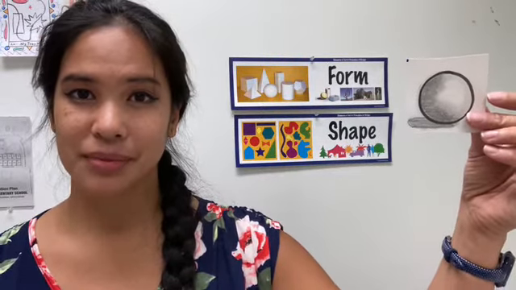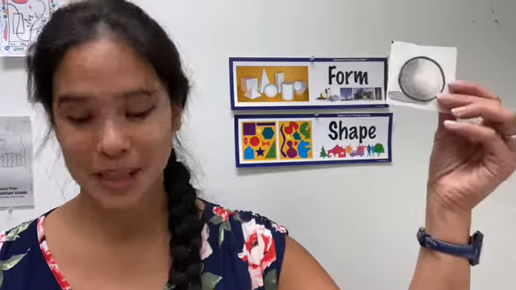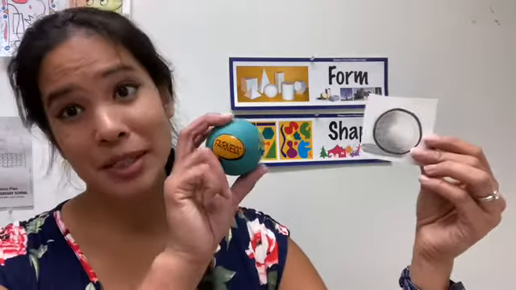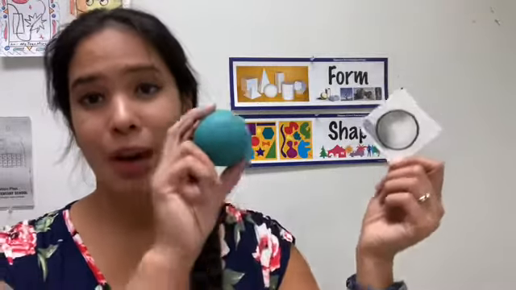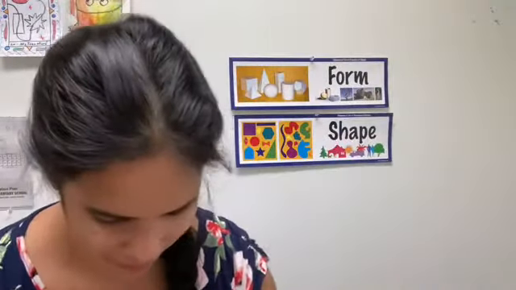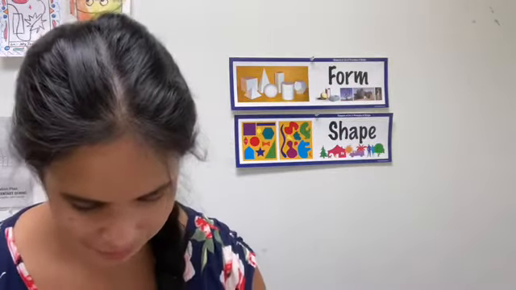Form or shape? If you said form, you're right. Once again, this is a sphere, this is a sphere. The only difference is that this is a drawing and this is the real thing. Form or shape? If you said form, you're right. It's 3D. Form or shape? Good. If you said shape, you were right, because this is supposed to be a square. It doesn't have any of the dimensional lines like our cube did.